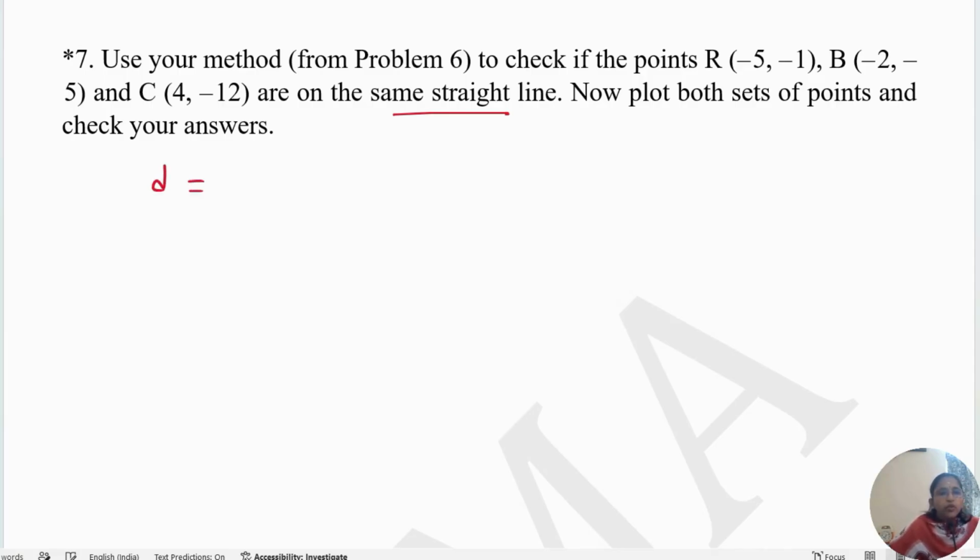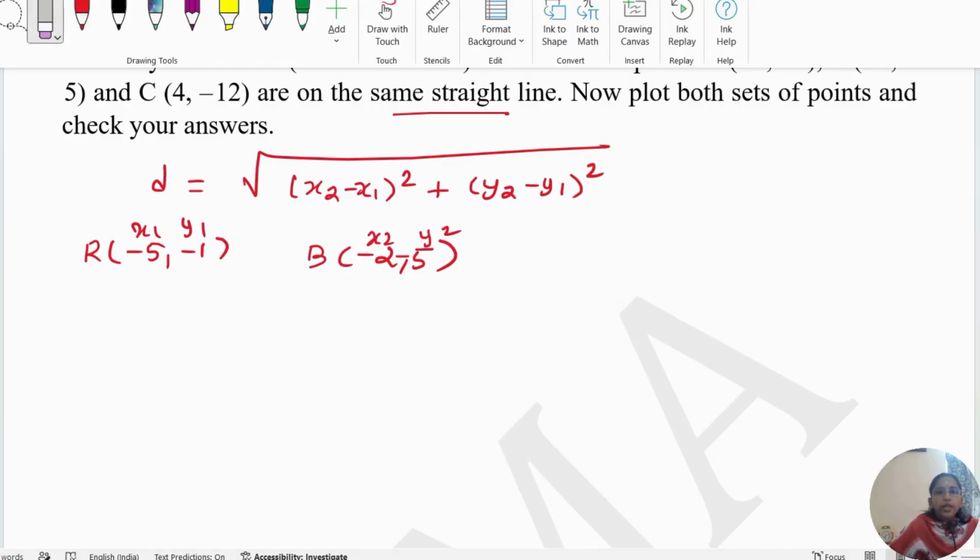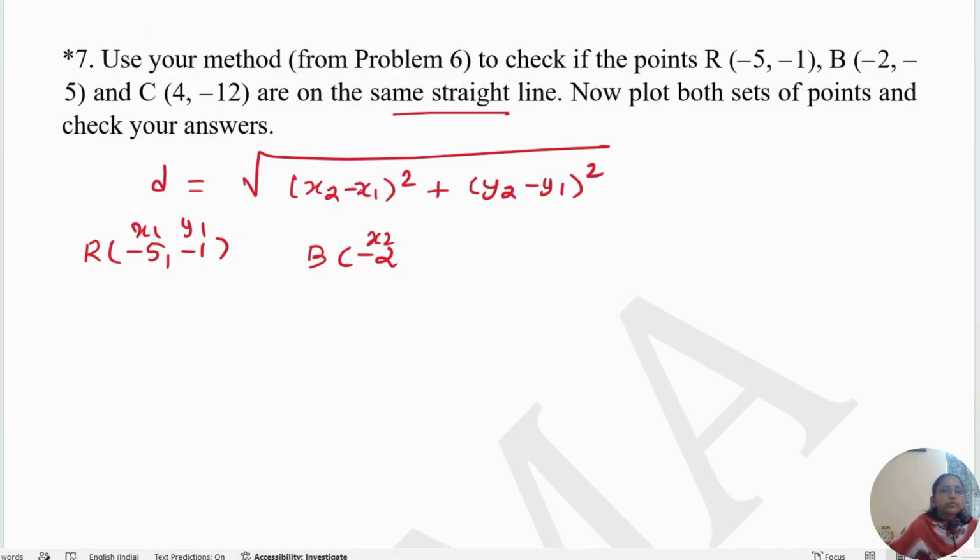So you know the distance formula. Distance is equal to root of (x2 minus x1) the whole square plus (y2 minus y1) the whole square. Now we are going to find the distance between R (minus 5, minus 1) and B (minus 2, minus 5). So R is our x1, y1 and B is our x2, y2.